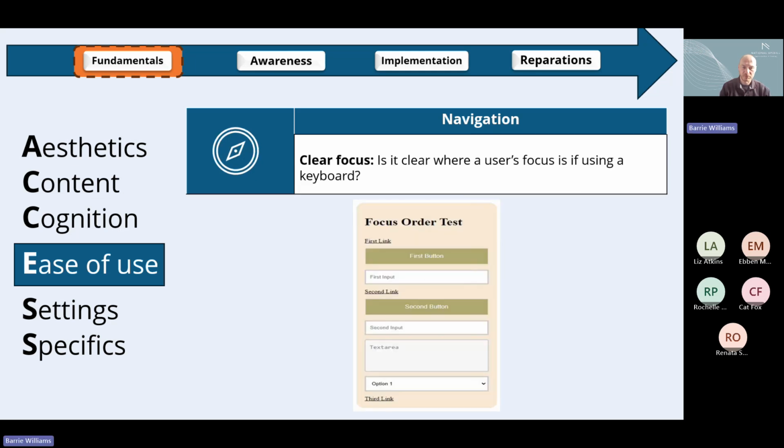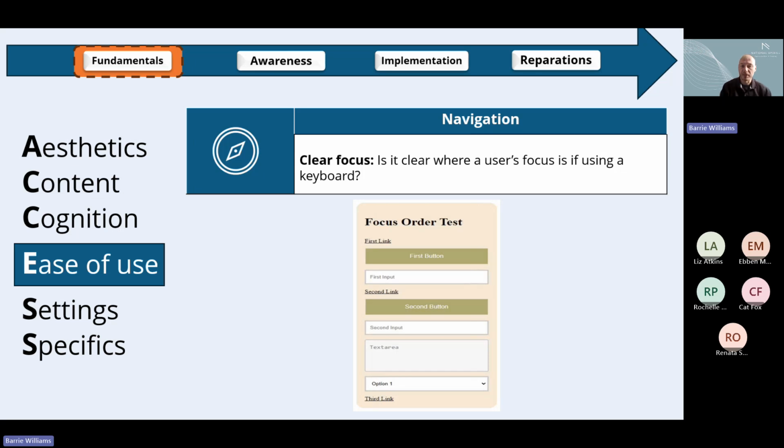And that brings us to the next one, clear focus. Is it clear where a user's focus is if they're using a keyboard? If we look at focus order tests, realistically it should start from the top and then work its way down. Every time you hit the tab key, it goes down one, tab key, down another one. That's what focus order should be.